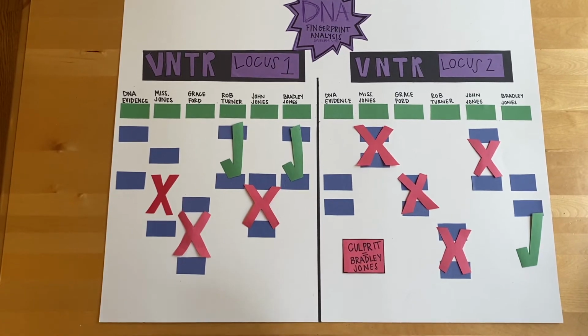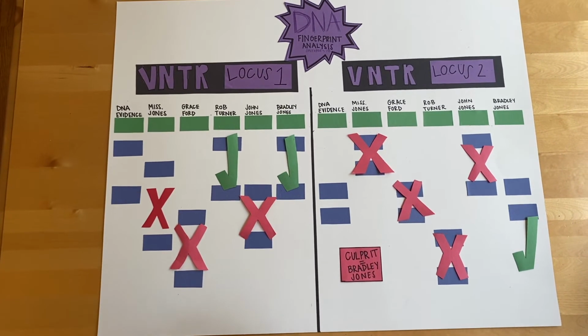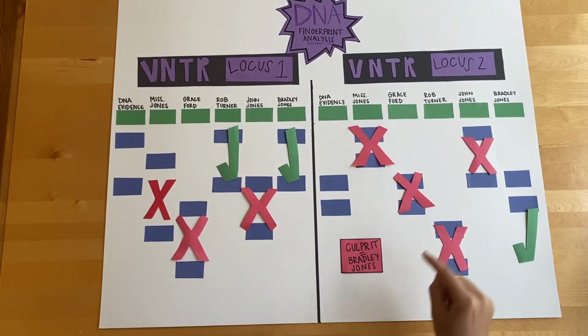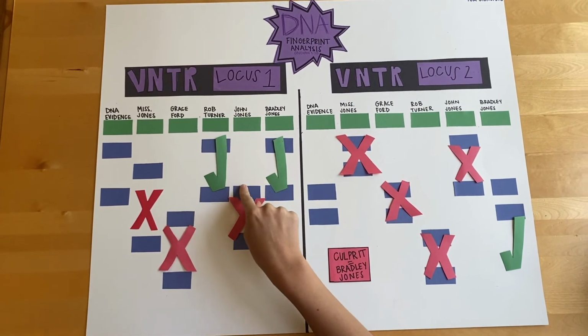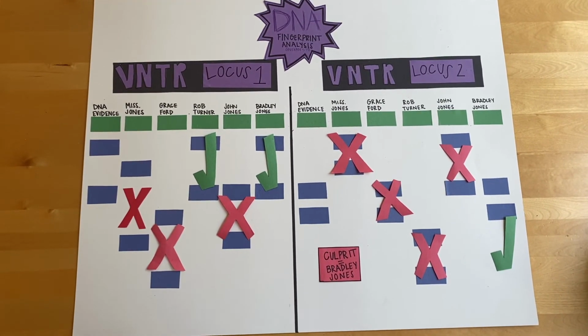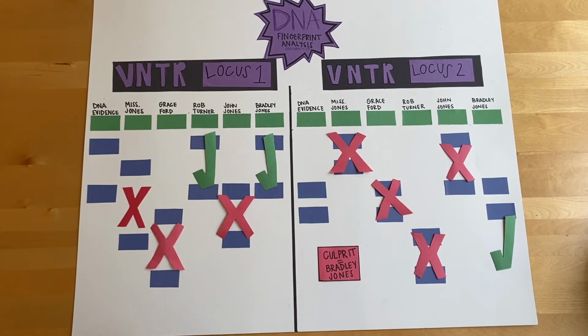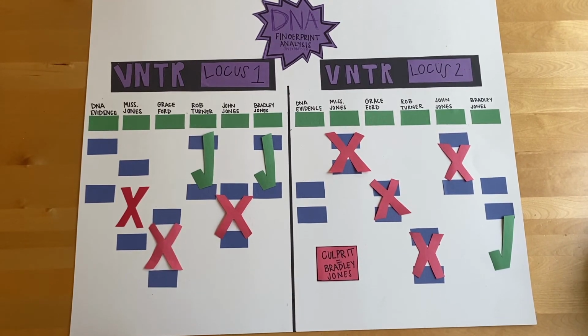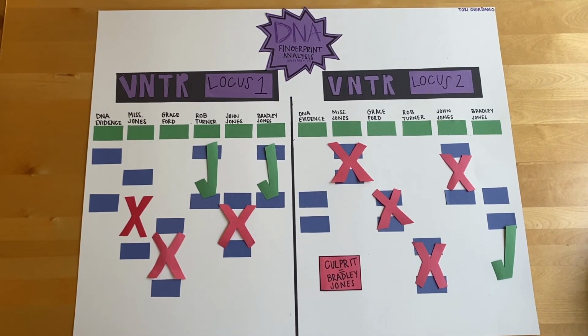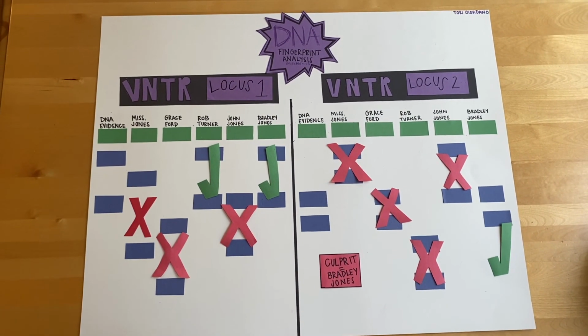One thing to note is how at both loci, Mrs. Jones and John Jones both have one matched allele, and how John Jones and Bradley Jones also have one matched allele. This is because Mrs. Jones is the mother of John Jones, meaning she passes one of her alleles to John and he gets the other from his father, who is not included in this investigation. John Jones is also the father of Bradley Jones, so Bradley inherits one allele from his father and one from his mother, who is also not included as a suspect.